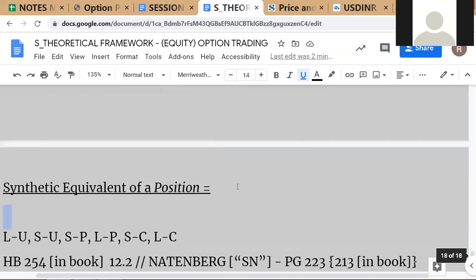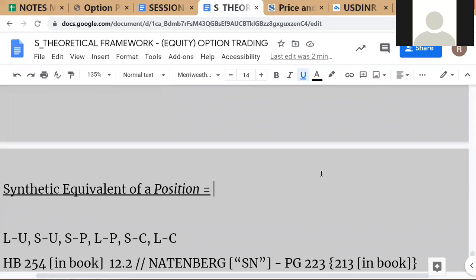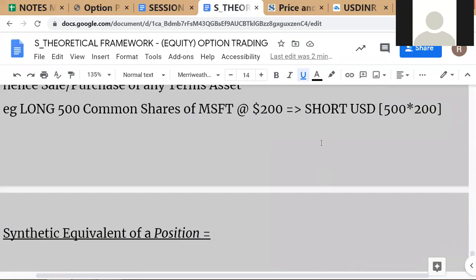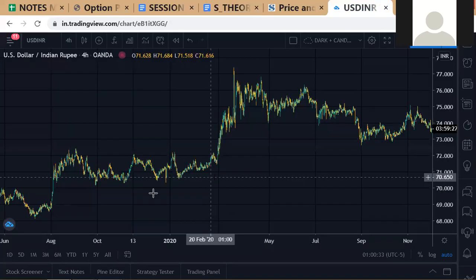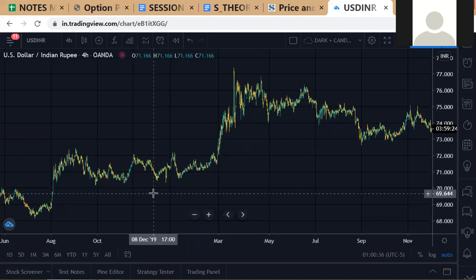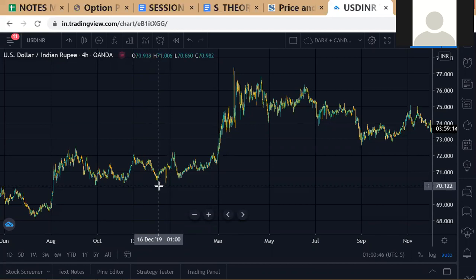So synthetic equivalent is... we should write it this way, that positions are always in a particular market. Remember, you always have markets of various types. I just showed you the market for the common shares of Microsoft, where the two assets are Microsoft shares and US dollars. And now I'm showing you the market for the dollar rupee spot FX. So here the two assets are US dollars and Indian rupees.